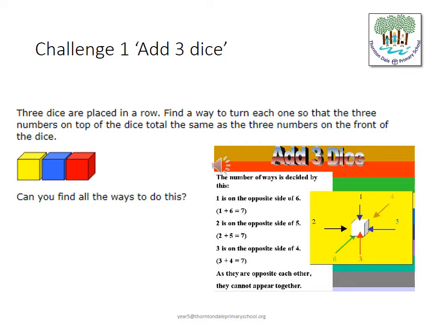So the faces of the dice that we can see, for example, on the yellow dice, would not be a 3 and a 4, because 3 and 4 are opposite each other on the dice. That might help you with this challenge.